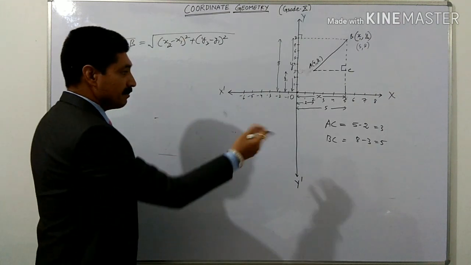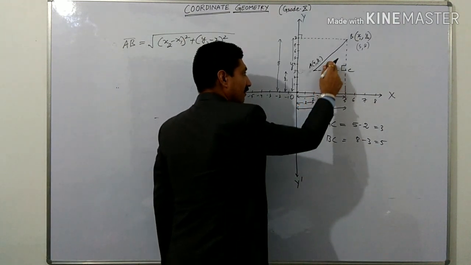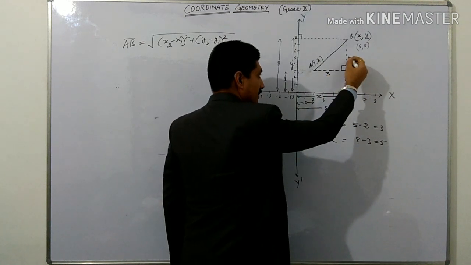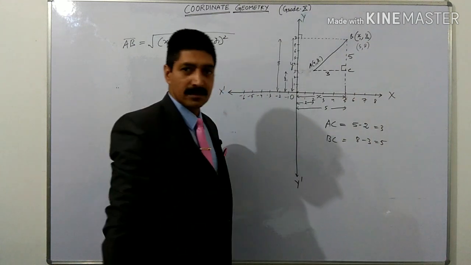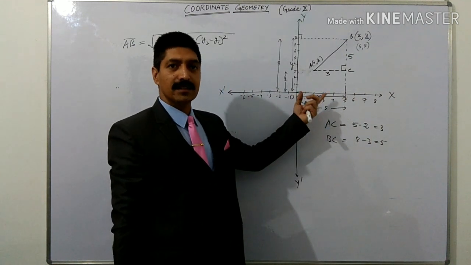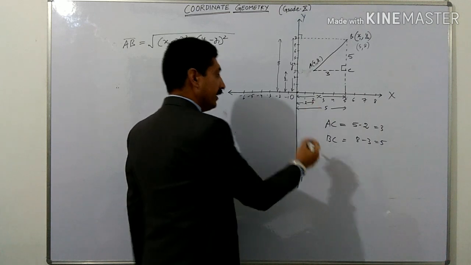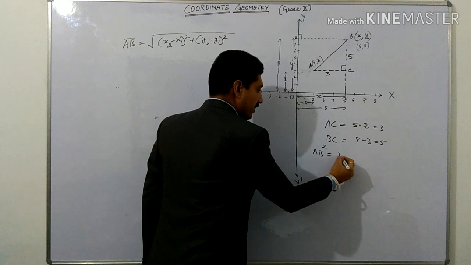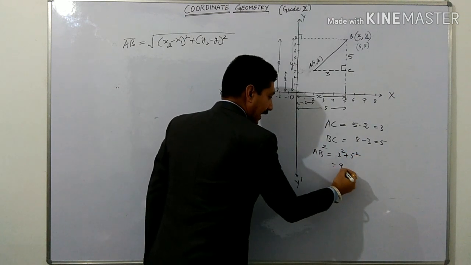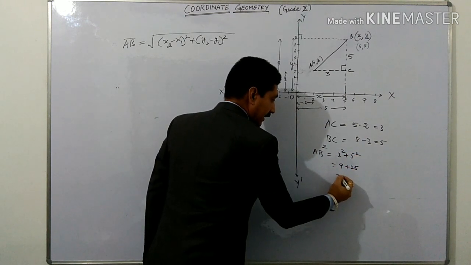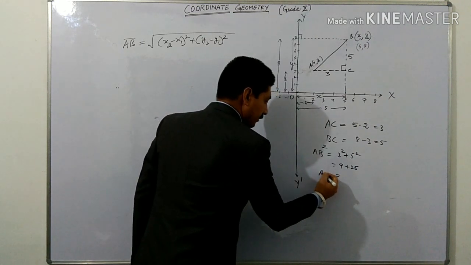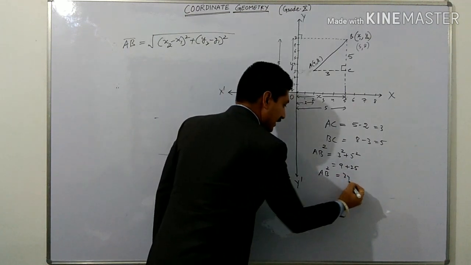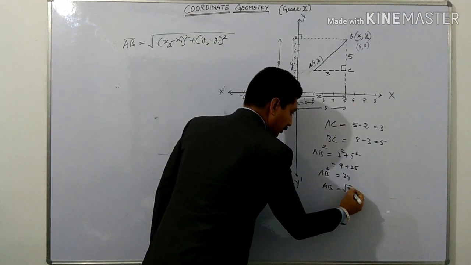So in simple terms, we have a right angle triangle in which the base is 3 units and the perpendicular is 5 units. Using the Pythagoras theorem, we can find that AB square is equal to 3 square plus 5 square, that is 9 plus 25, and that is 34. So AB square is 34, or we can say that AB is equal to under root 34 units.